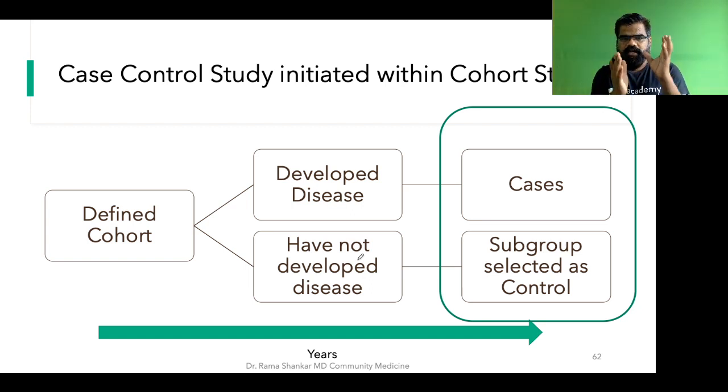In simple terms, it is a case control study initiated within a cohort study. Initially the study was cohort only. The cohort study is going on, but since somebody developed disease and somebody did not develop disease, from the disease pool we took cases, from the not disease pool we took controls and tried to compare. So that becomes a nested case control study. Okay.